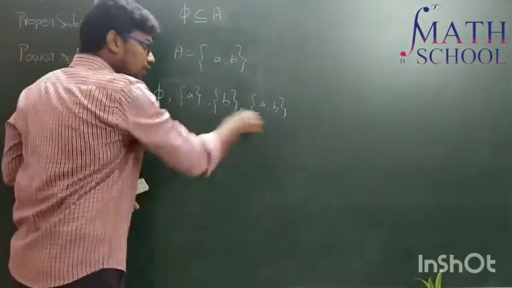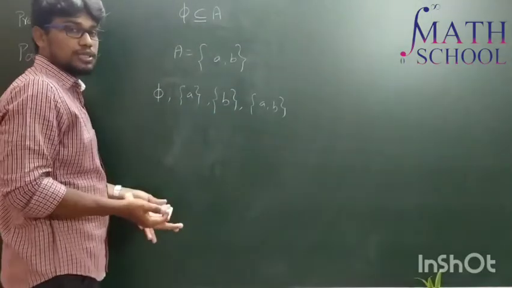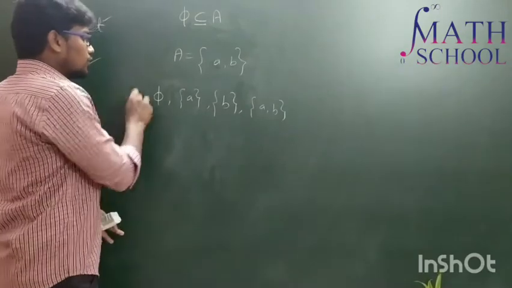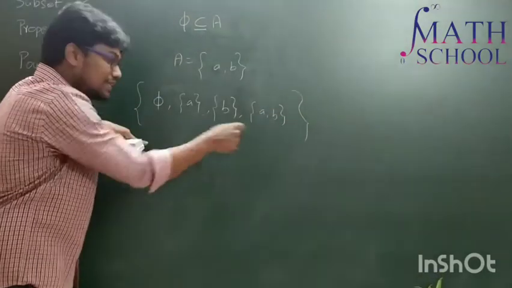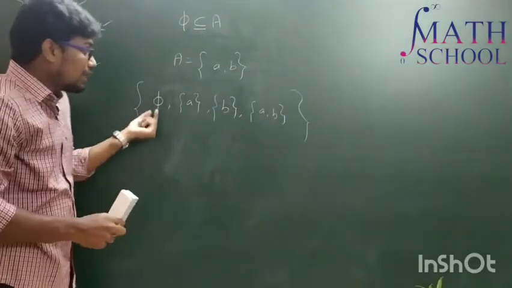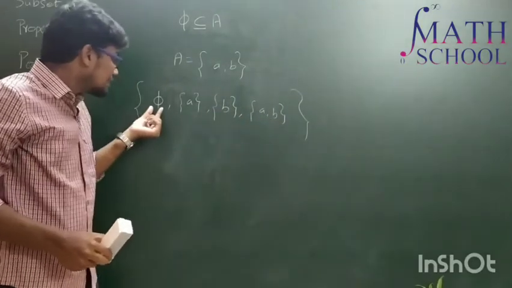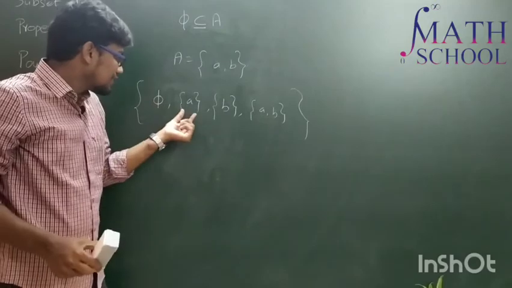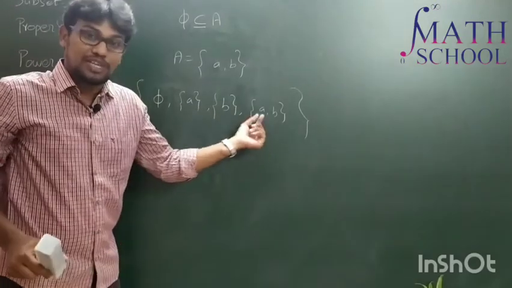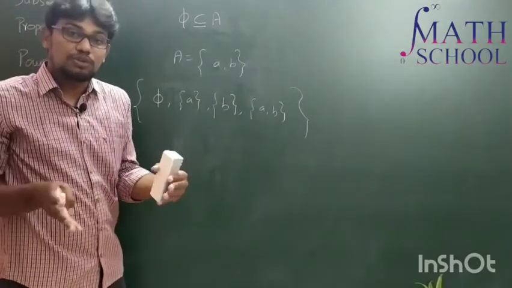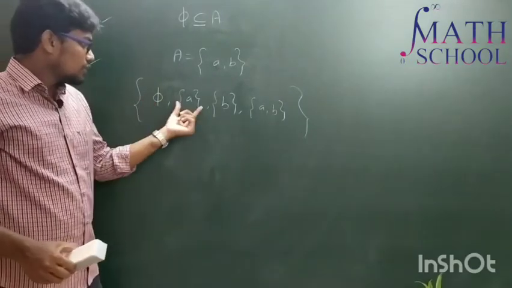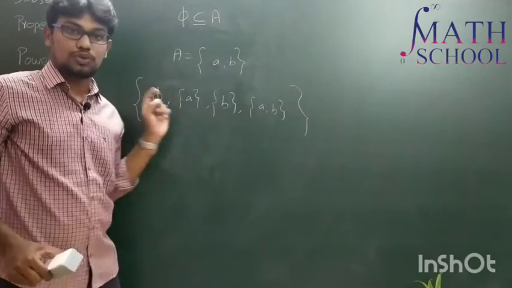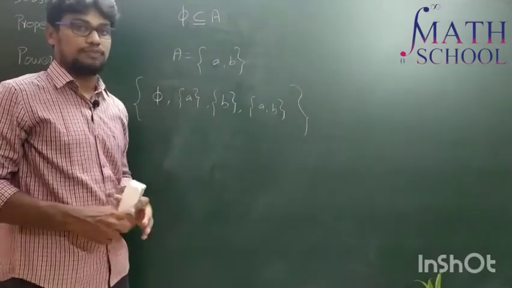From A, I can make only these many subsets. I can't take any more subsets from A. So list all the subsets of A. Now my set contains sets. So the elements of my new set are sets. This is one set, this is one set, this is one set, this is one set. That's why I said the elements of a set could be anything. So how many elements are here? This is one element, this is one element, this is one element, this is one element. So totally there are 4 elements in my set.